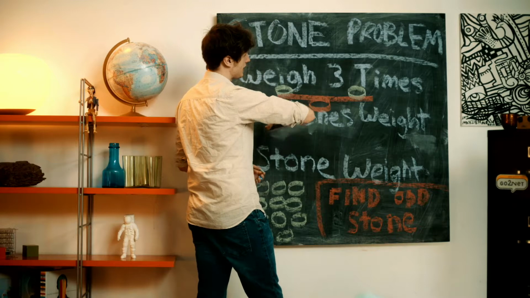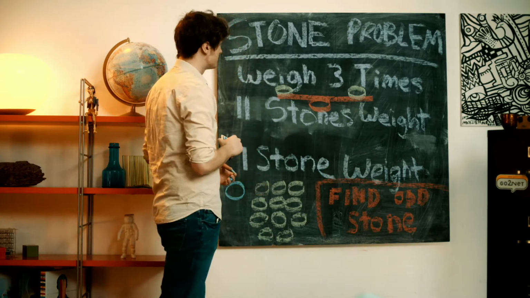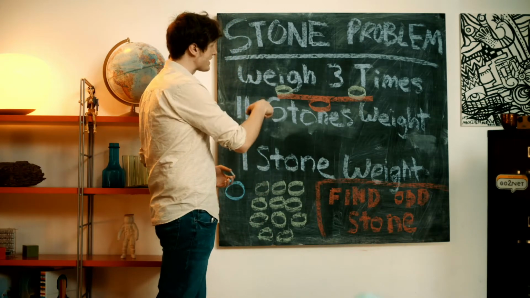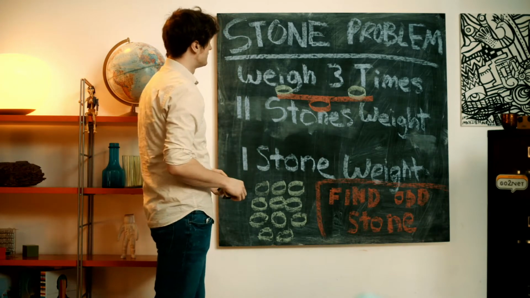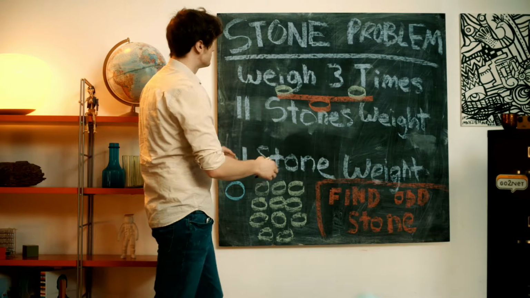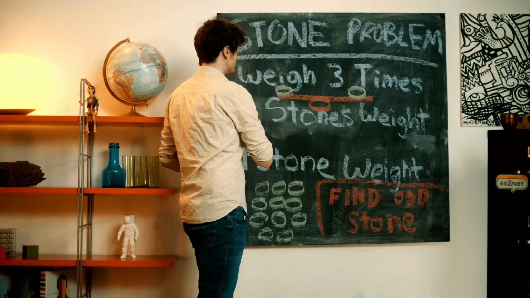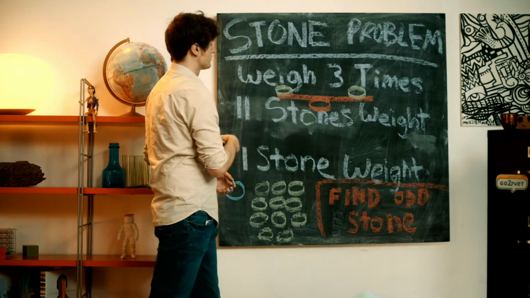So here you can see I've weighed 2 stones against each other. This is an example of one weighing that we could do. I've compared 2 stones at random, and I go, oh, okay. Those 2 stones that I picked at random were the same weight.